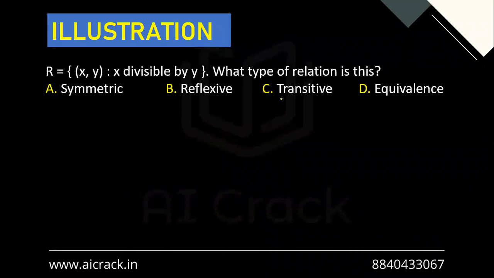Now take this question as a homework question. R is (x, y), x is divisible by y. What type of relation is this? Take this question as homework.